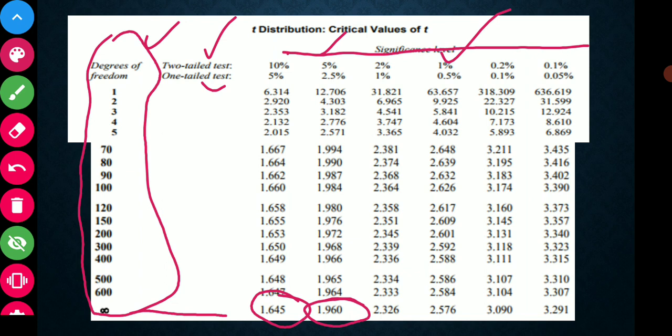So these values come from this table. I think now it is clear how the 1.96 and 1.645 values are coming. It is coming from the table, that is the value at 5% level and the value at 10% level. If you see at 1% level, it is 2.576. In the later slides we will be discussing this value also. So I think it is now clear to you.